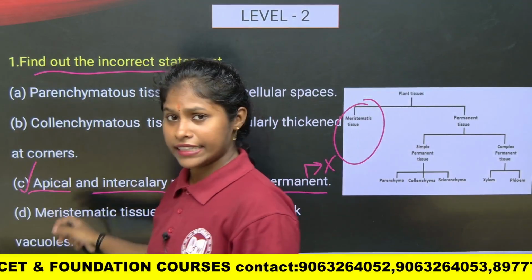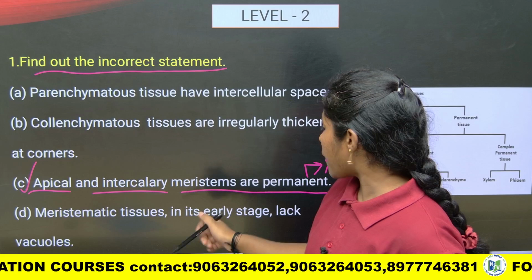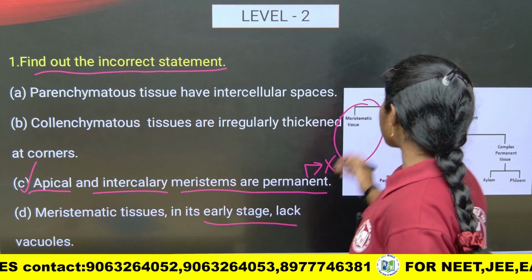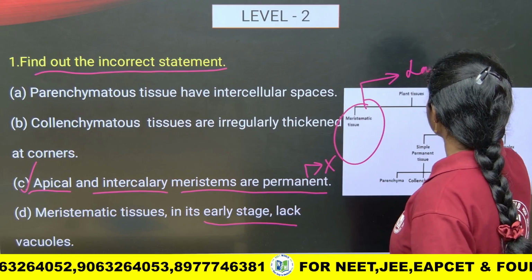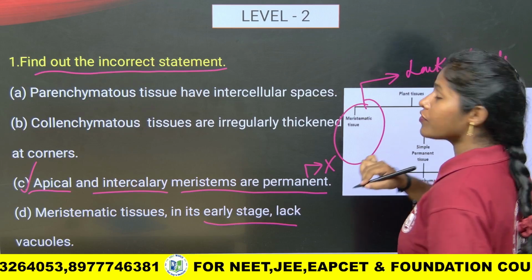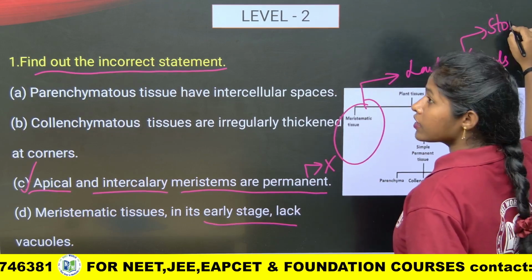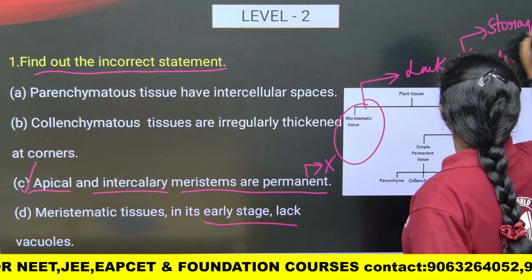Let's see the D option also. Is it a right or an incorrect statement? Meristematic tissue, in its early stage, lacks vacuoles. Of course. Do the meristematic cells have vacuoles, children? They lack vacuoles. What is the function of vacuoles, children? That is mainly storage. Right? So here mainly it is storage.